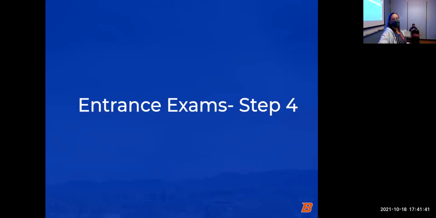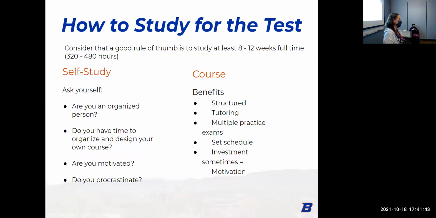Step number 2. How the heck do I do this, Erin? Well, you have a couple of options. Option number 1, self-study. It's probably a little bit more cost effective than purchasing a course. Some of these courses run anywhere from $1,000 to $2,500. I get that that's expensive, I do.